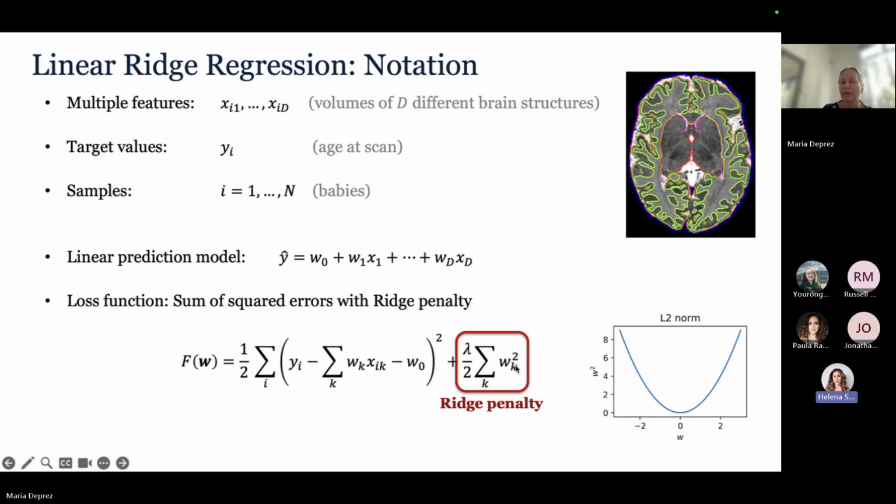And this is the ridge penalty. Because large weights lead to overfitting, we put an L2 norm on them. Basically, the further they go from 0, the more we penalize them. So this will force the solution to have reasonably sized weights.